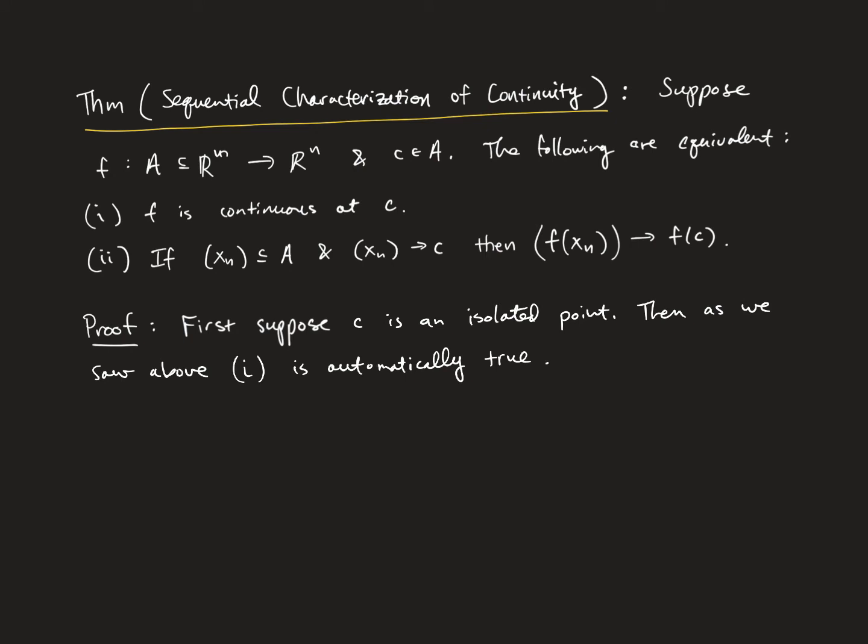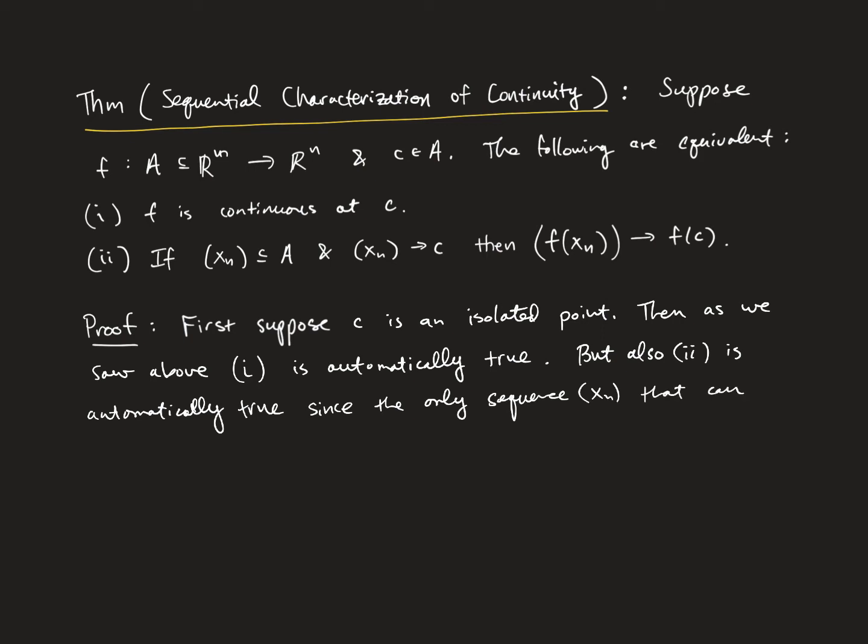But also, 2 is automatically true, since the only sequences that can satisfy xn converging to C are sequences that are eventually constant at C, eventually constant sequences.